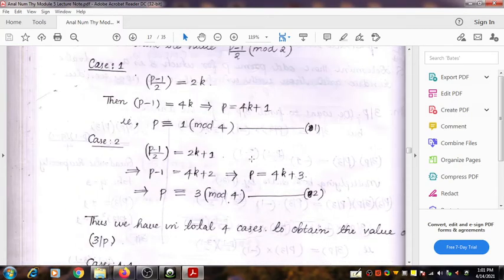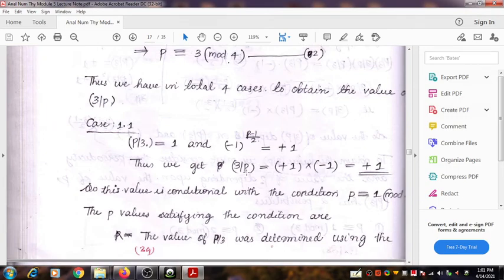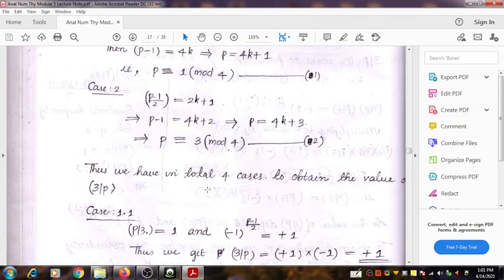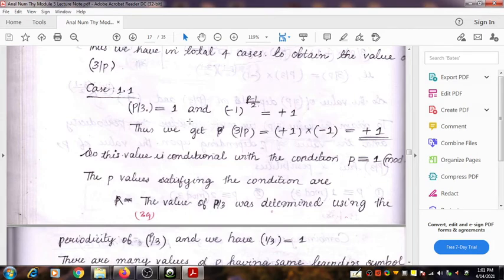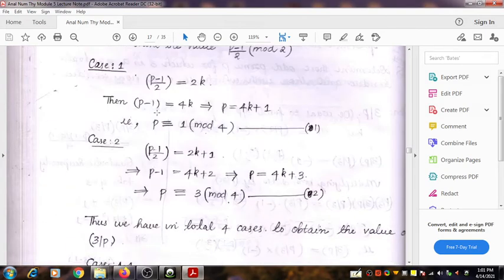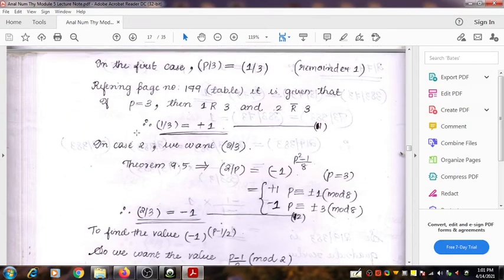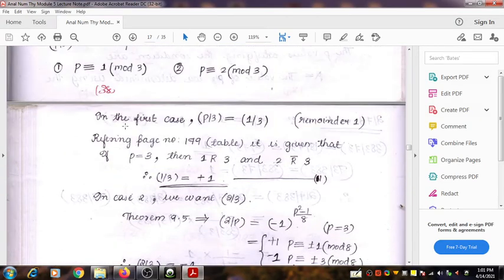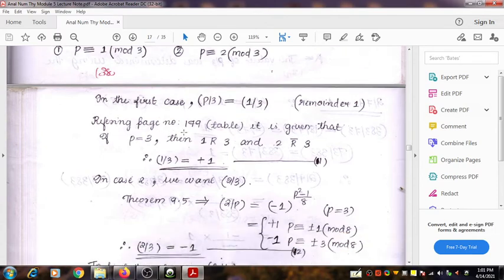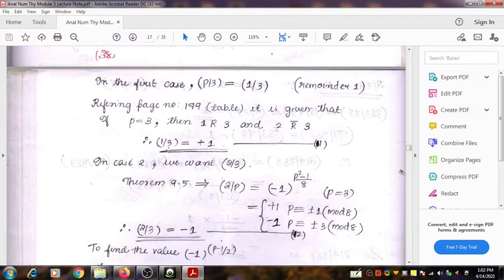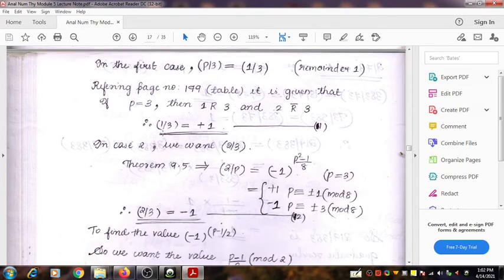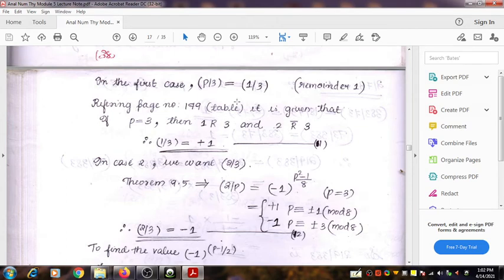Okay, let's go back into the discussion. When we get (p/3) equal to plus 1, let's consider that case. When (p/3) equals 1, (p/3) equals (1/3), and we get plus 1. And in that situation, what is the condition?